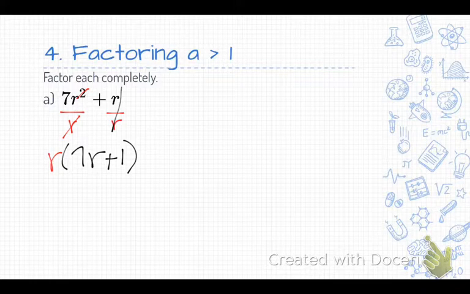Yes. Okay, so do you see how they both have an r? That's the GCF. So I divided it out in red. And I'm left with 7r. And then r divided by r is 1. And that can't be factored further. So that's the final answer. Okay. I'm going to give you a couple more now.